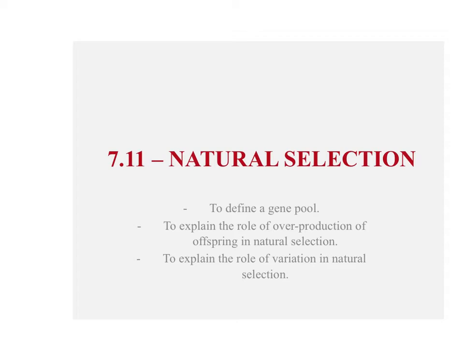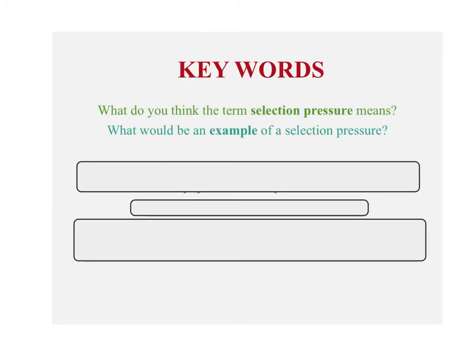So as I've said, this lesson is all about natural selection. We're going to take the time looking over some keywords, and then we're going to have a look at how reproductive rate is going to affect the size of our population. So before we carry on, we're going to start looking at those keywords, as I said.